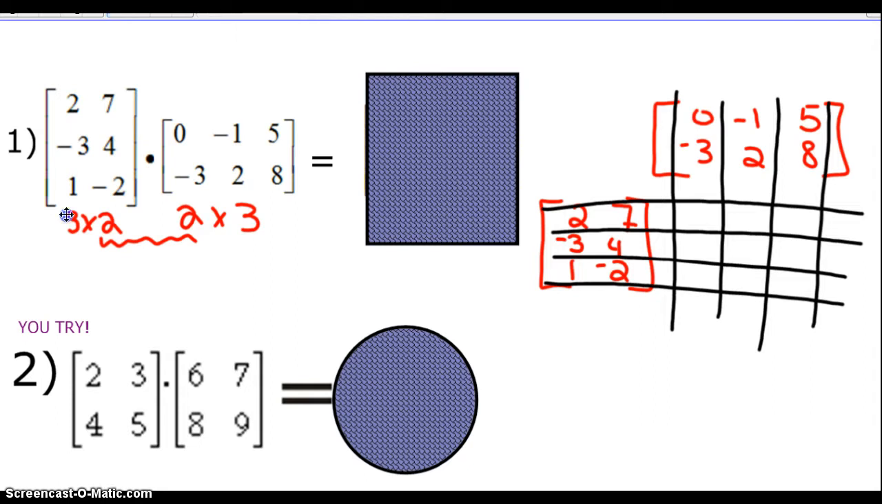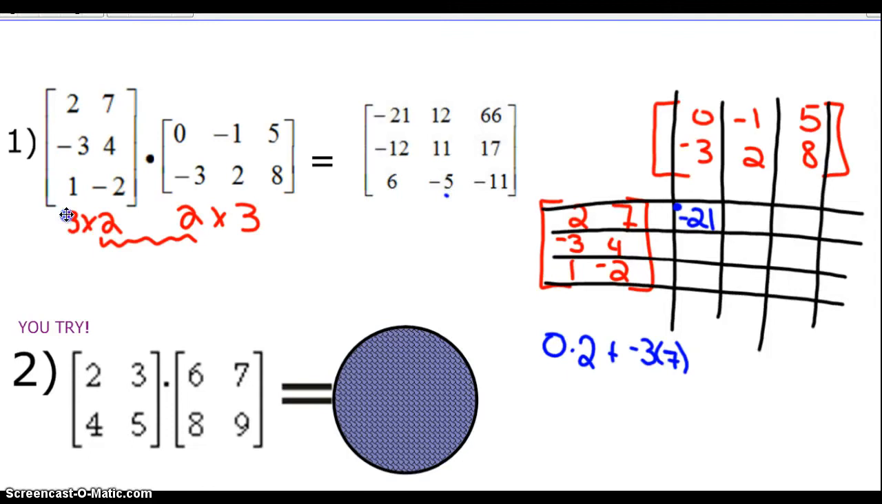So this very first corner spot right here in the blue, I'm going to have 0 times 2 plus negative 3 times 7. So 0, and then negative 21, adding that. There's the negative 21. We are off to a great start.